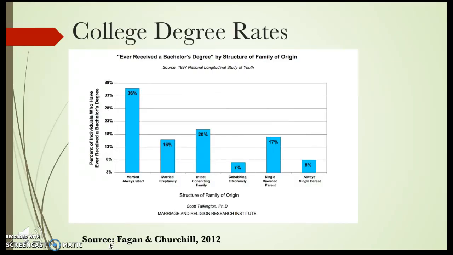Here you can see college graduation rates and how marital status affects them. For example, 36% of students received a bachelor's degree when their parents were married, and only 16% received a bachelor's when they had a married stepfamily.